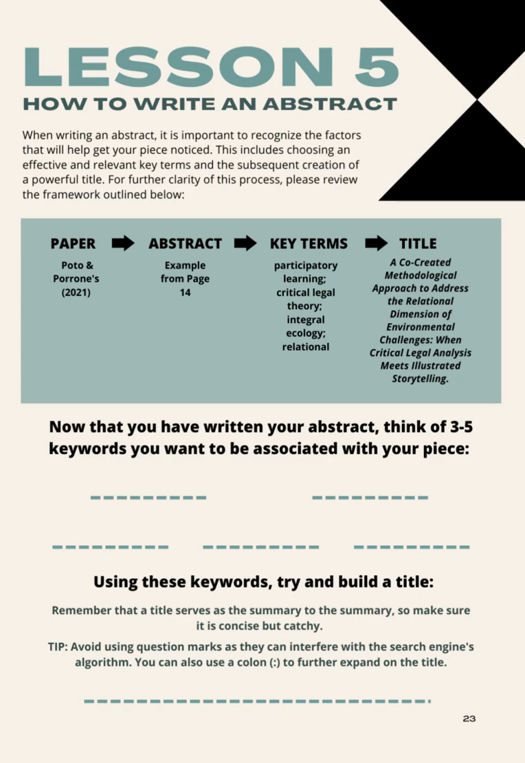Now that you've written your own abstract, think of 3 to 5 words you want to be associated with your piece. Using these keywords, try to build a title. Remember that a title serves as the summary to the summary, so make sure it is concise but catchy. Tip: avoid using question marks as they can interfere with the search engine's algorithm. You can also use a colon to further expand on the title.